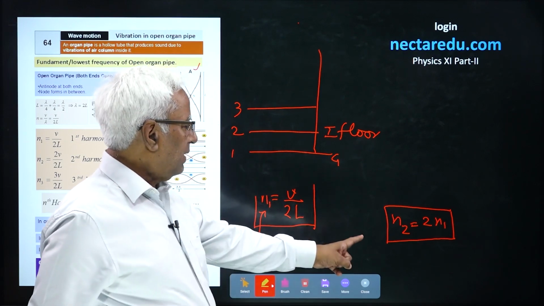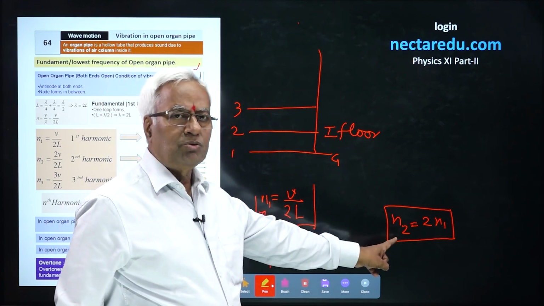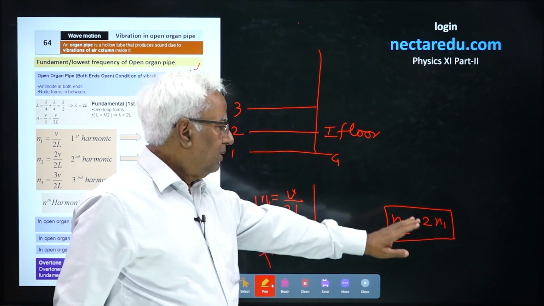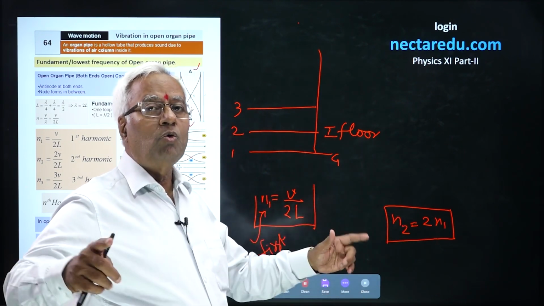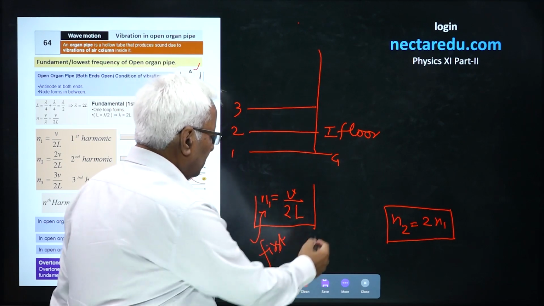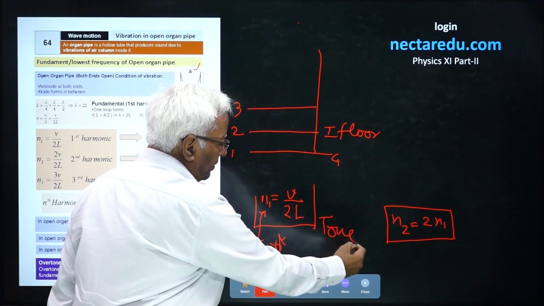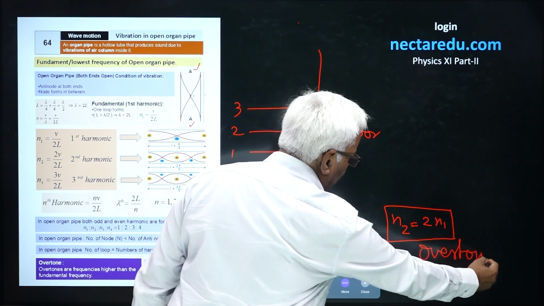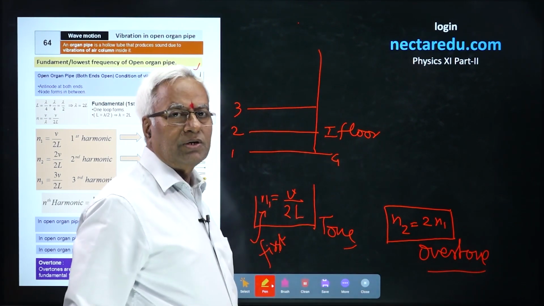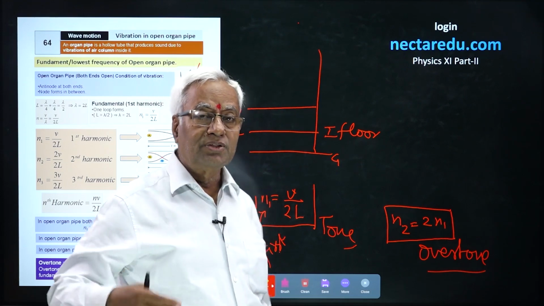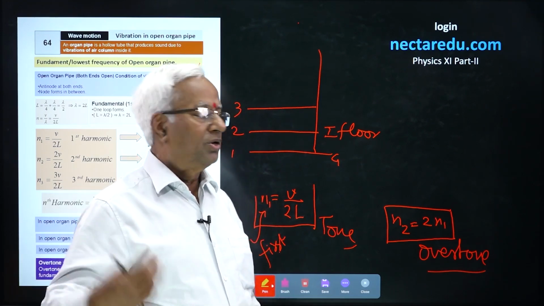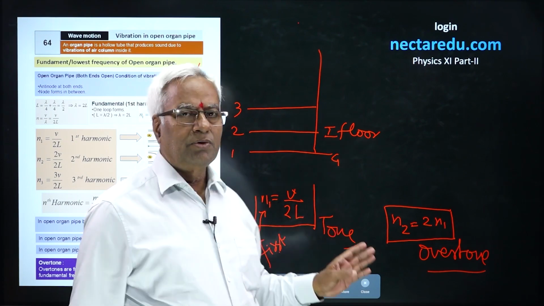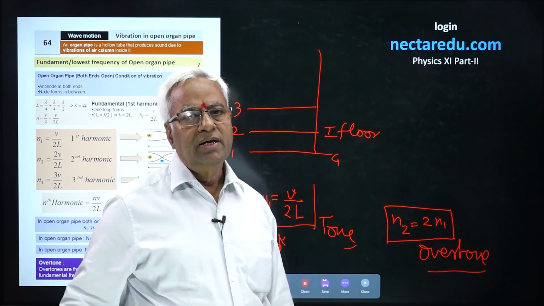In the open organ pipe, if it is N2, that means second harmonic, but this will be known as the first overtone. N1 will be the tone and N2 will be the overtone. So, overtone counting starts always from N2, and that is known as the first overtone, as in the case of floor and story. Story you might say is the harmonic, and tone and overtone you might say is the floor.